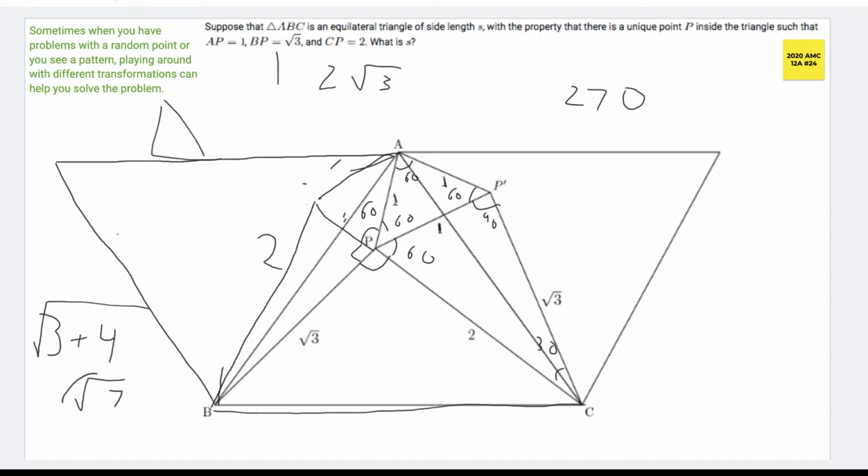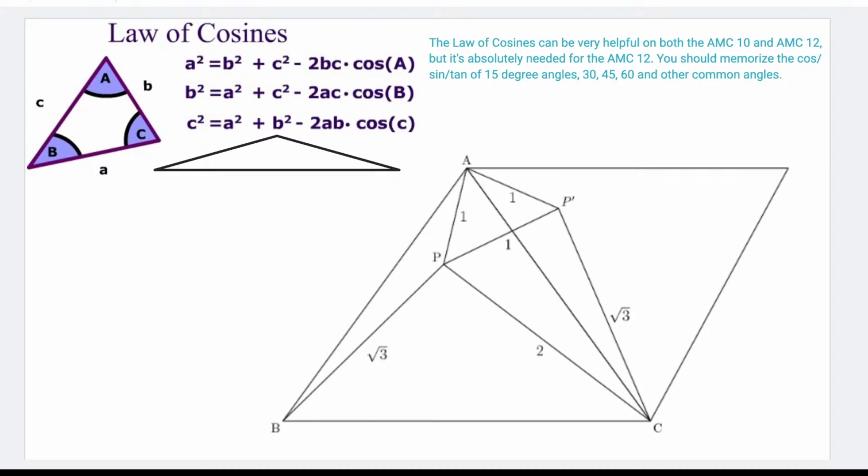I understand that this solution is very crazy. It's actually very hard, so I'm going to show you another solution. This problem has another solution. Don't worry, this was problem 24 from last year's AMC 12. It's a pretty complicated problem, but with the law of cosines, it's actually very easy. If you already know the law of cosines, then you should go deeper into it. So we're going to solve this problem with the law of cosines.